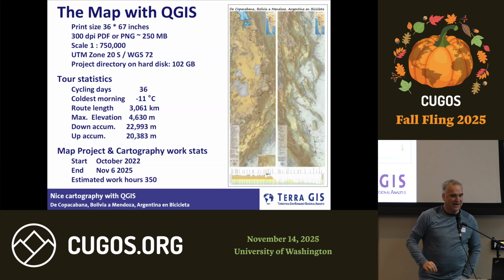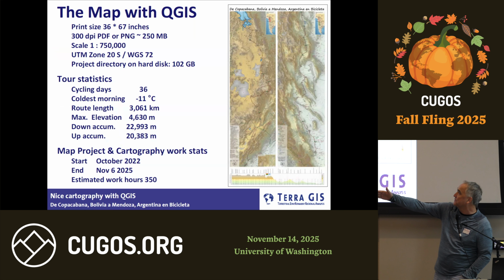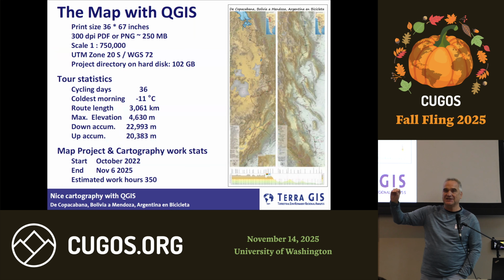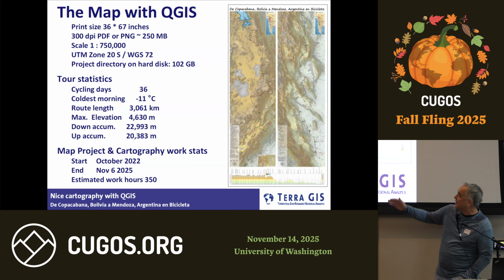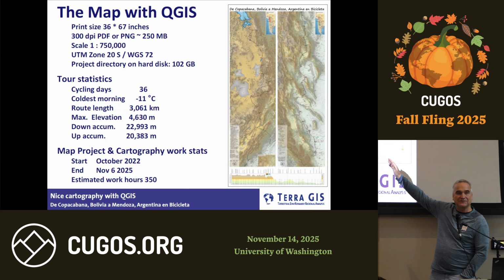So this is the map. Well, you see it over there. It's huge, and the reason is I wanted to show certain details. So I settled on 1 to 750,000 in scale. And then I used mostly OpenStreetMap data for points of interest and roads, and the rivers were coming from something else.